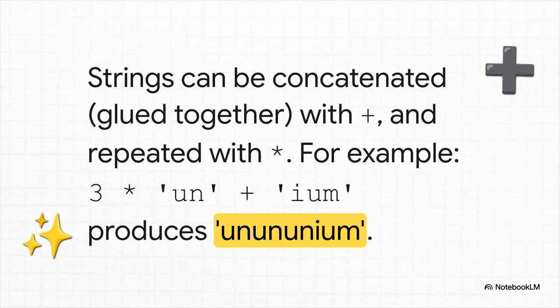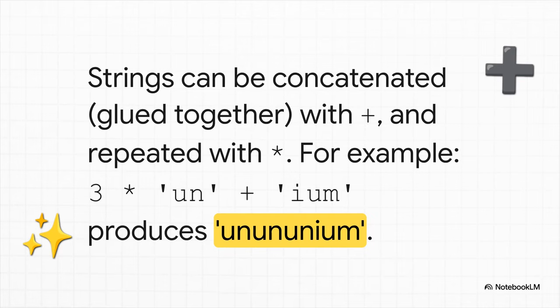And here's where it gets kind of cool. You can use operators you already know, like plus and multiply, but they do something totally different with strings. The plus sign glues them together. We call that concatenation. And the multiplication sign, it just repeats the string. So as this great little example shows, you can literally write 3 times un plus em and get ununium.